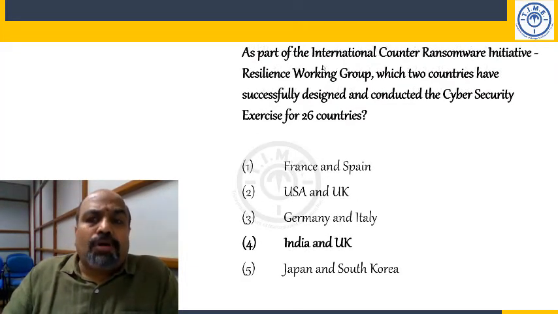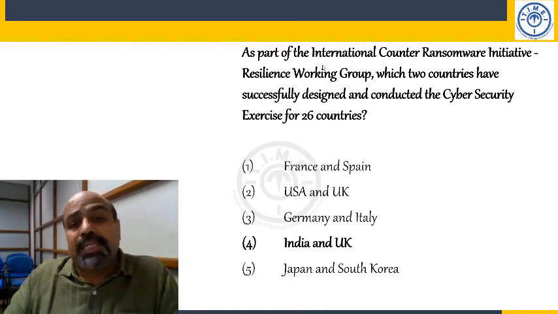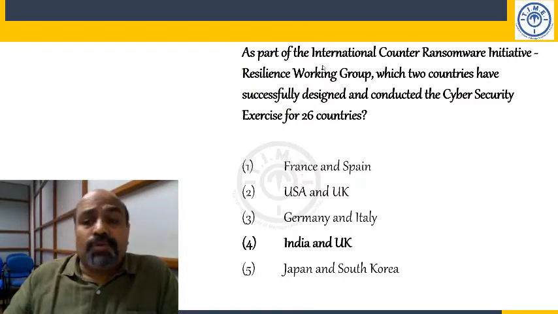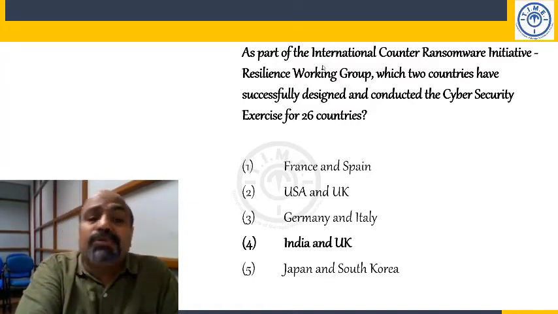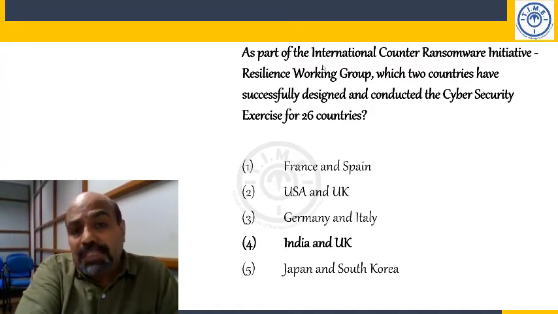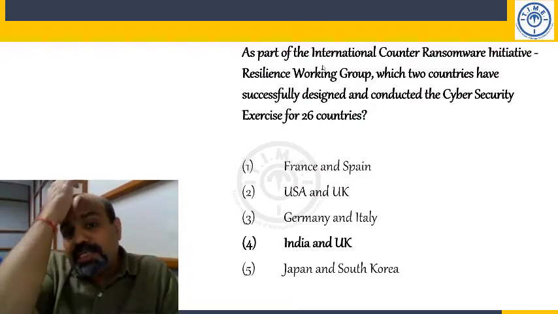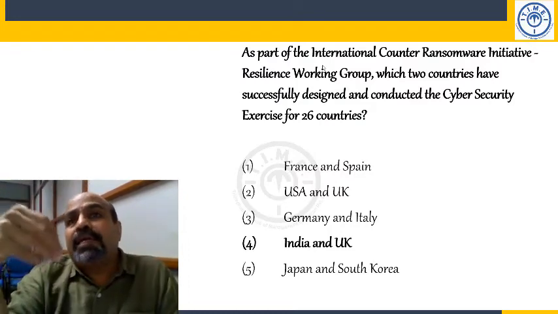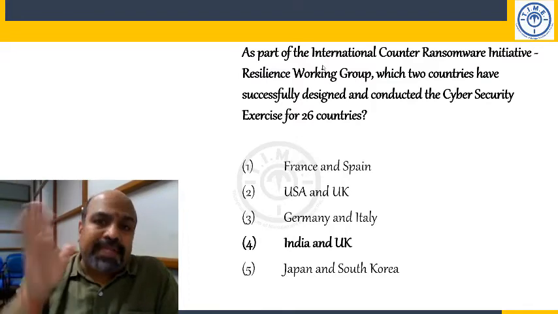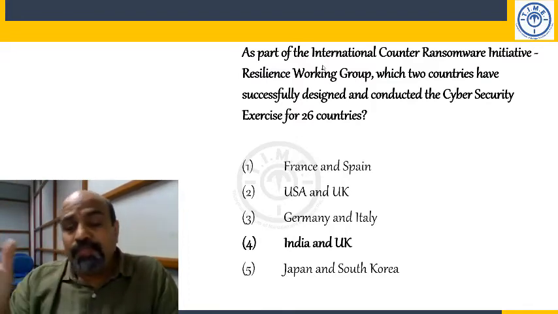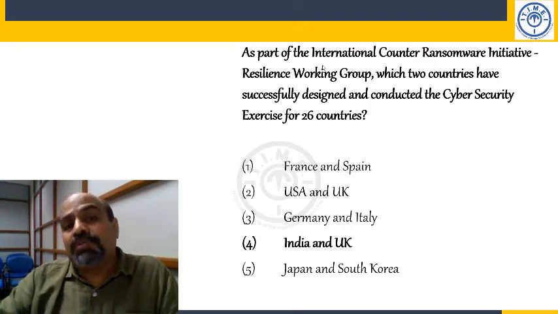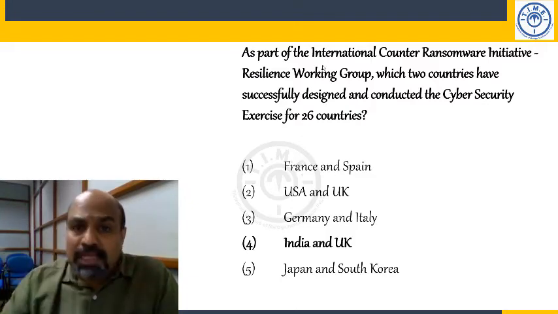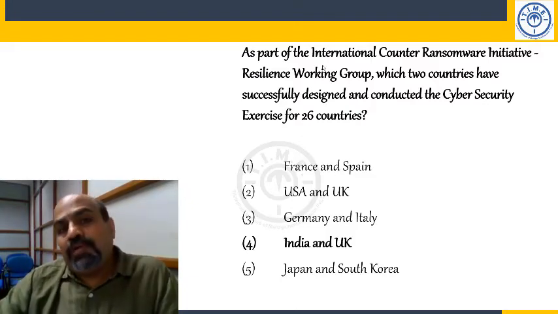As part of the International Counter Ransomware Initiative Resilience Working Group, which two countries have successfully designed and conducted the cyber security exercise for 26 countries? Now you need to understand something here. Ransomware is a kind of malicious attack on a computer network, wherein they deny access to the legitimate owners of the system. So unless some money is paid, ransom is paid, they won't allow access.